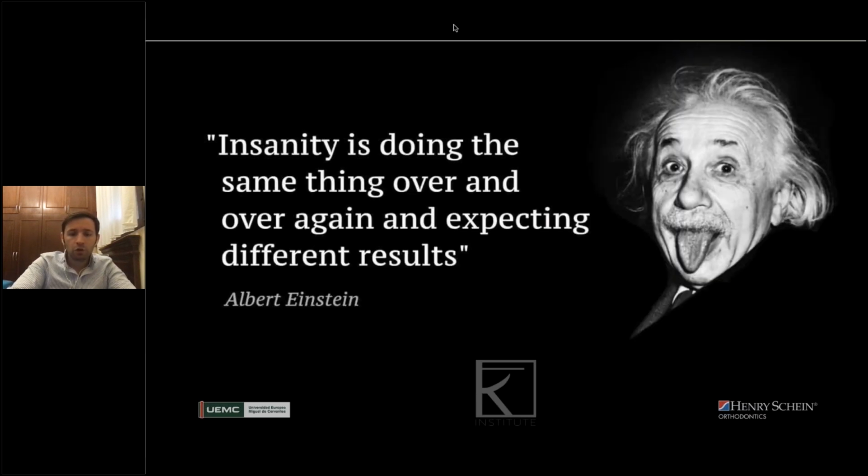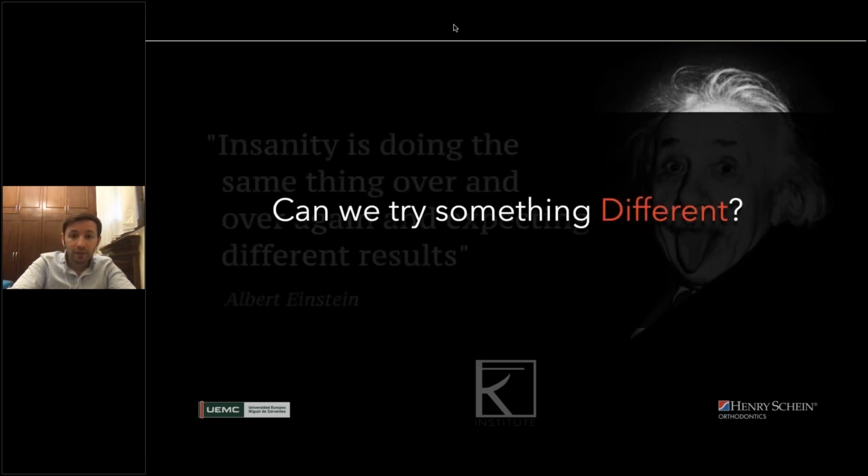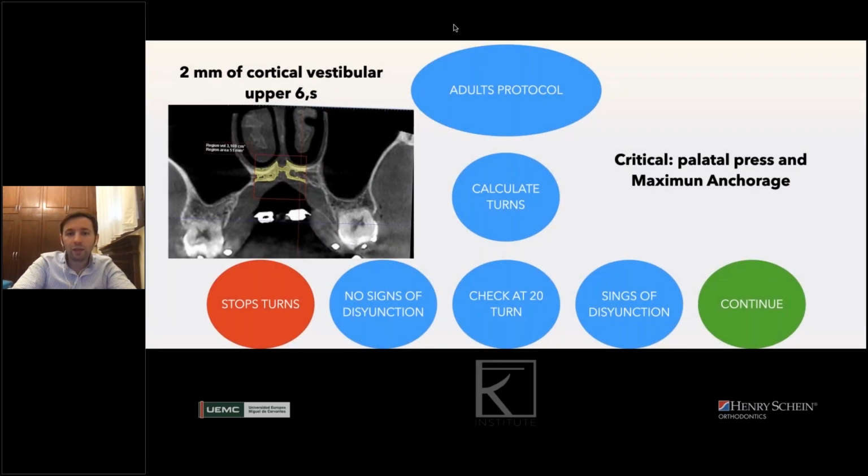Okay, so Einstein says insanity is doing the same thing over and over again and expecting different results. So it's the moment to understand that we can try something simple and different. We are doing something different nowadays in orthodontics. We are putting screws in all the patients. But why can't we go to something easy? Is the screw necessary for everything?